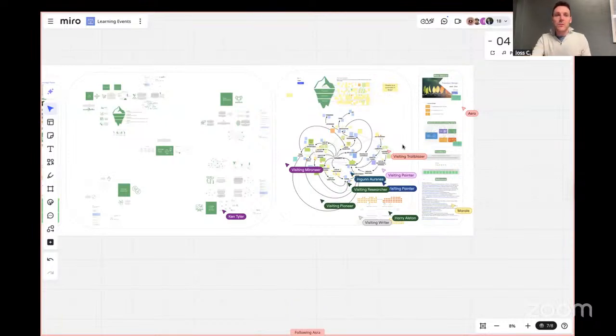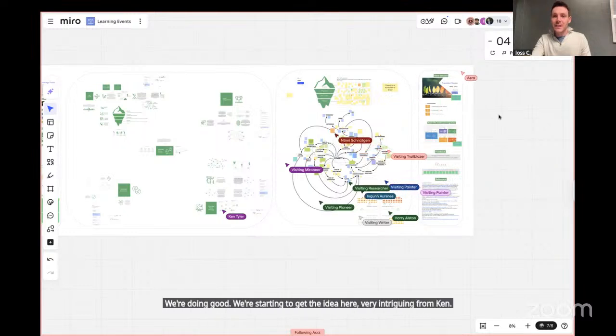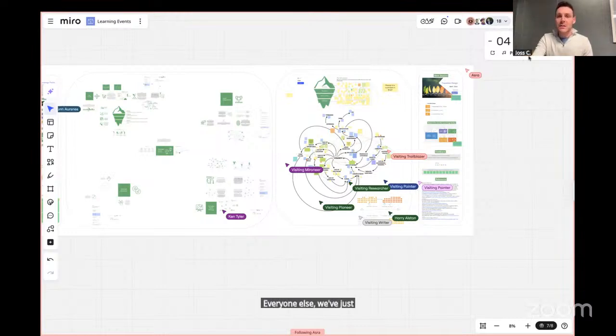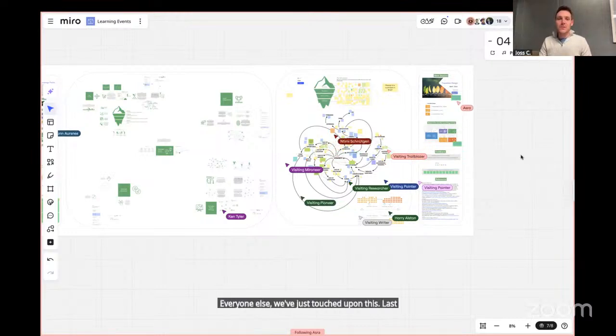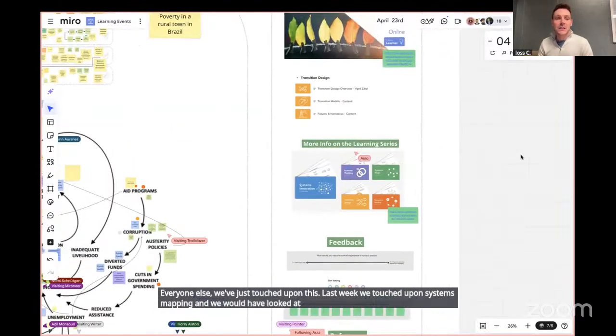We're doing good. We're starting to get the idea here. Very intriguing from Ken. Everyone else, we've just touched upon this. Last week we touched upon systems mapping, and we would have looked at actor mapping. Danielle?